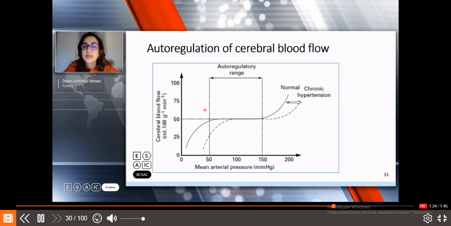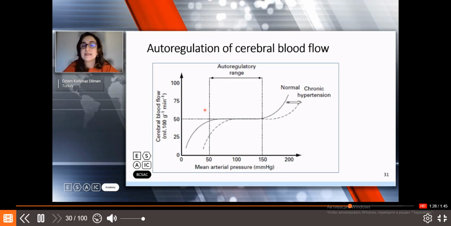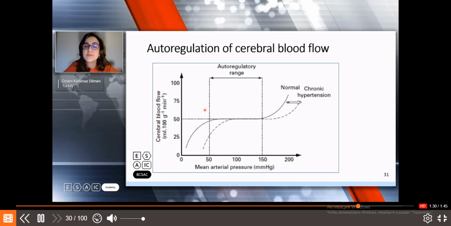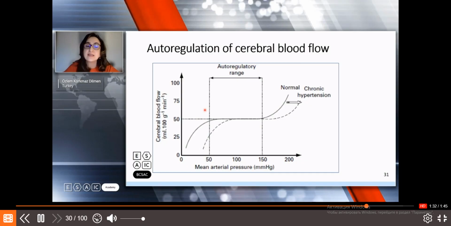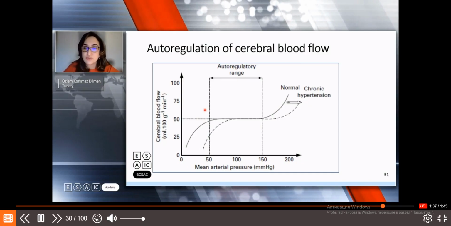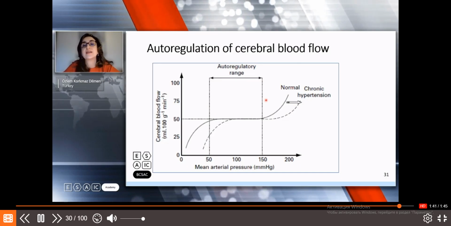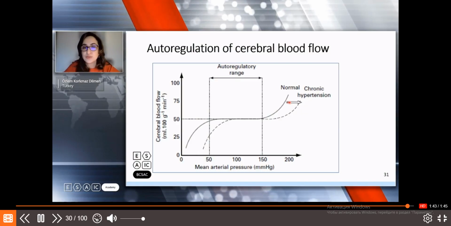There are some monitoring tools such as the PRx index and also cerebral oximetry that are used to determine the lower and upper limits of the autoregulation range. And as we all know, chronic hypertension shifts that curve to the right.